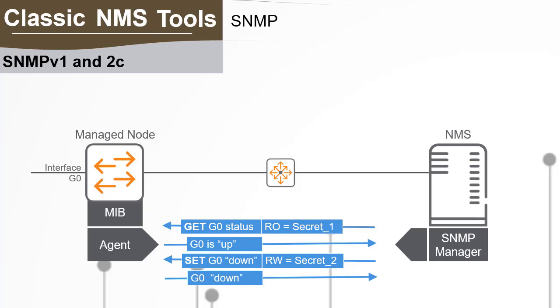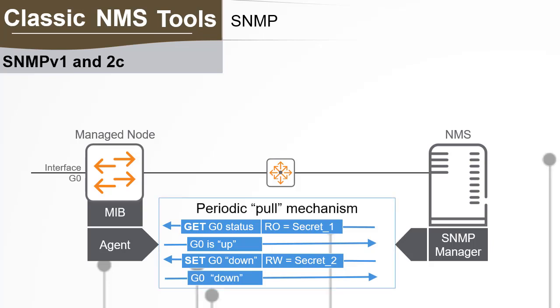As you can see, SNMP uses a kind of pull mechanism. The agent only provides information if the manager requests it, often periodically, based on how you configure the manager.